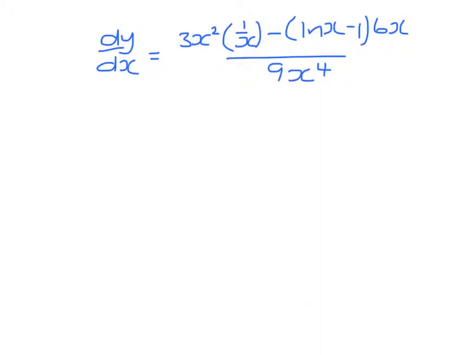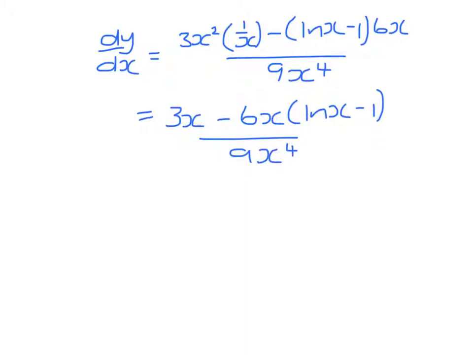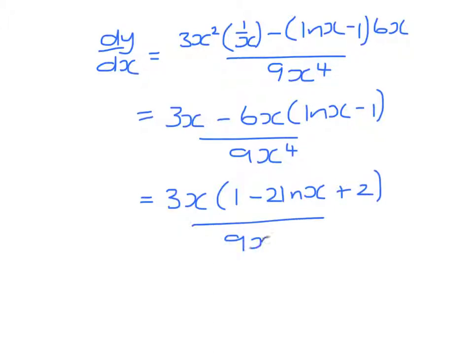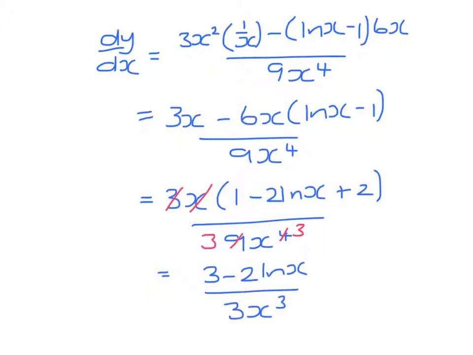Next stage in this is to simplify. So if I expand the first bracket, I have 3x minus 6x upon ln x minus 1 all over 9x to the power 4. Factorising the top line, that's 3x upon 1 minus 2 ln x plus 2 all over 9x to the power 4. Cancelling, 3 and 9 give me 3. x and x to the power 4, I'm going to have x cubed. So I have 3 minus 2 ln x all over 3x cubed.